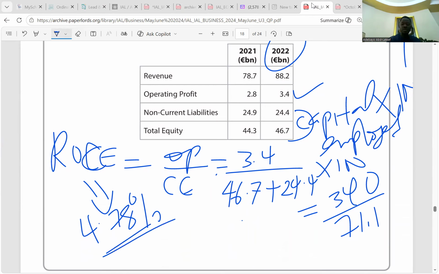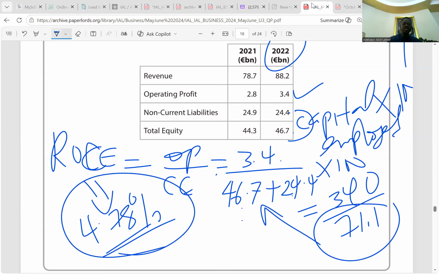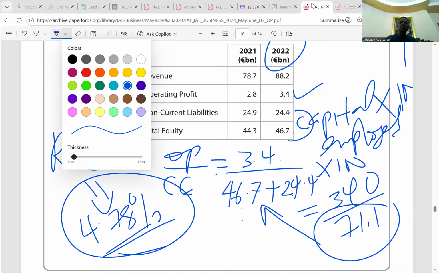That's the capital employed. Operating profit divided by capital employed. Capital employed is non-current liabilities plus total equity. And non-current liabilities plus total equity gives us 71.11. Then you divide it by this, gives us 4.78. So that's how to calculate capital employed. So go back to question 1B.